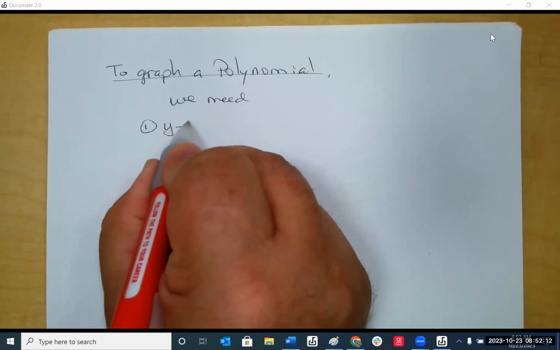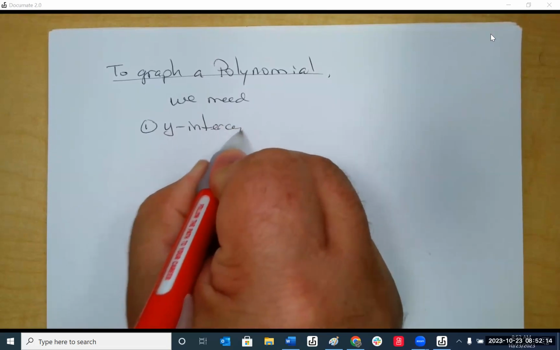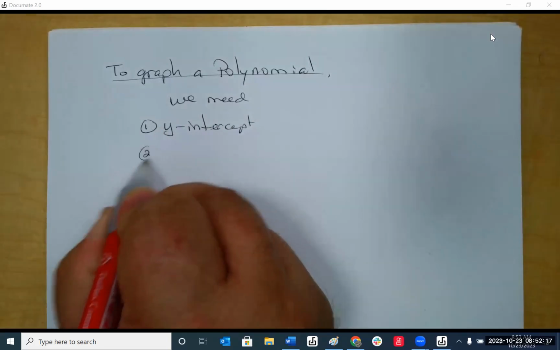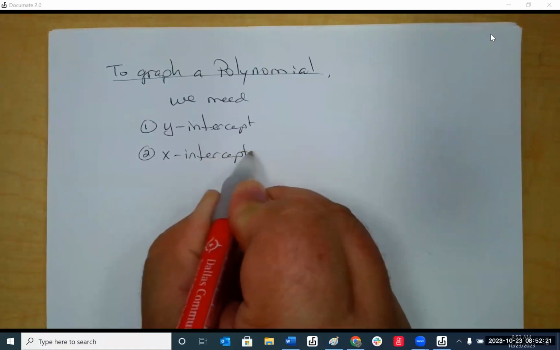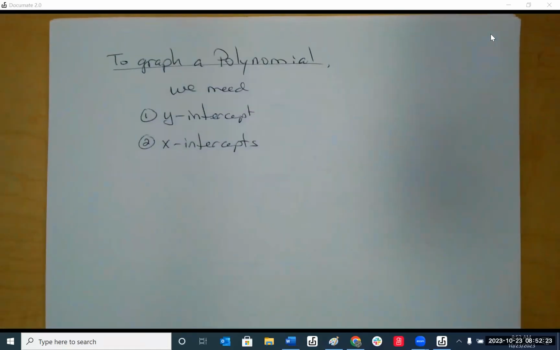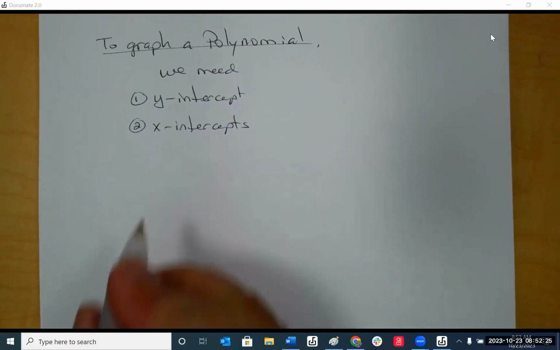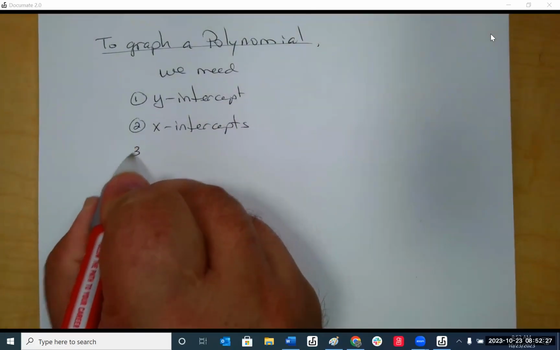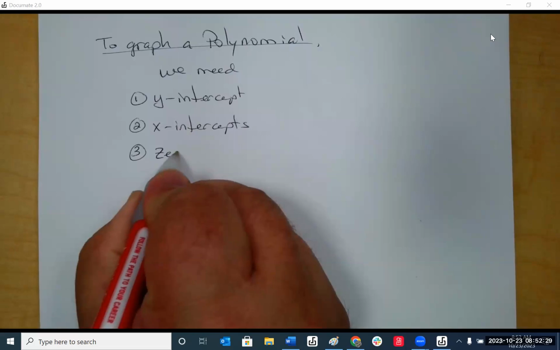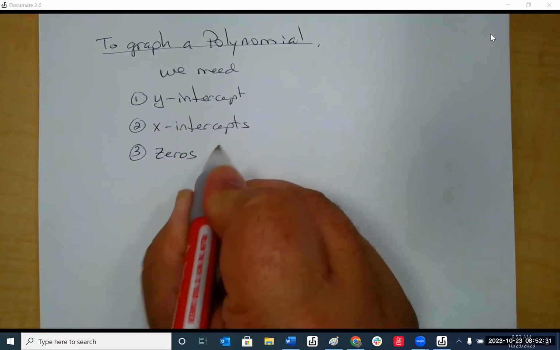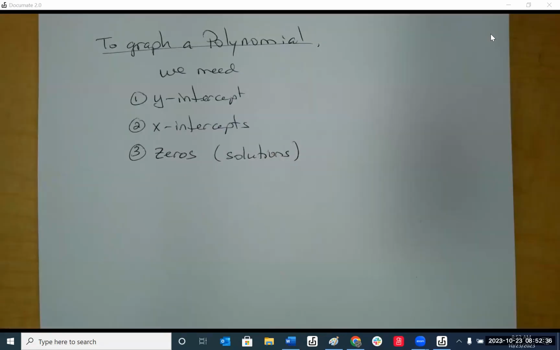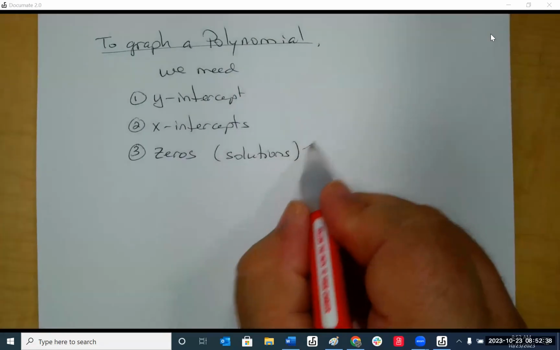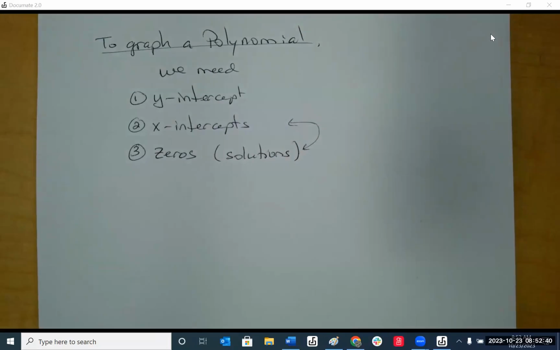The y-intercept, the x-intercepts, the zeros or solutions. And we're going to find out that these are the same things. They're just written differently.